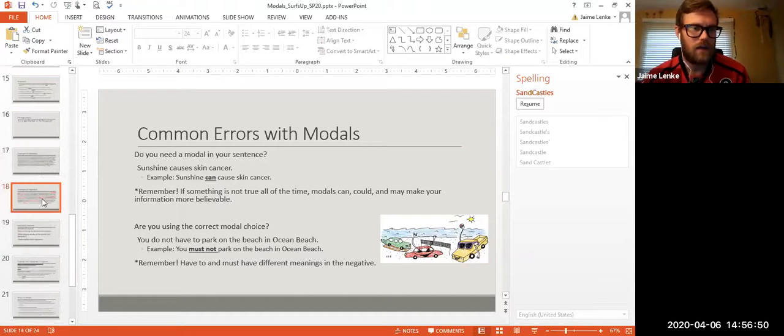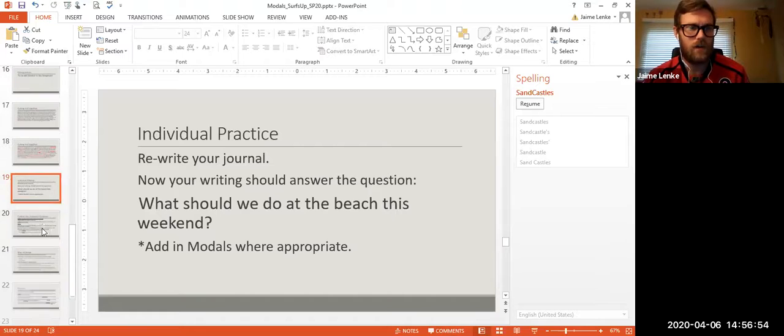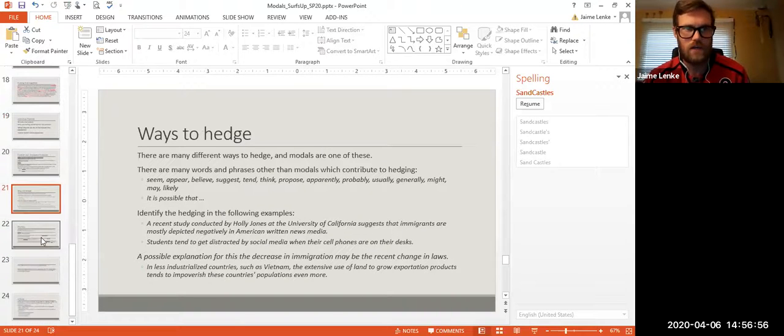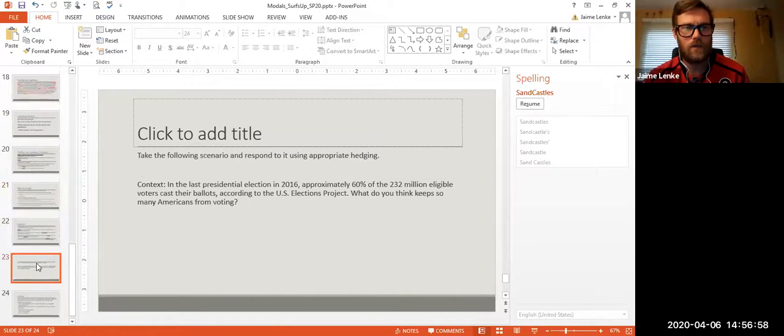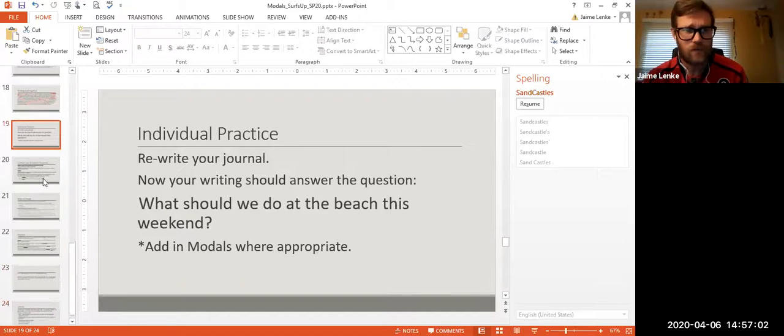verb. Again, I will give the link to the Google folder that I've created. So there's a couple more activities that we didn't get to today. And then there's more about how we use modals for academic writing, if you want to take a look at those.